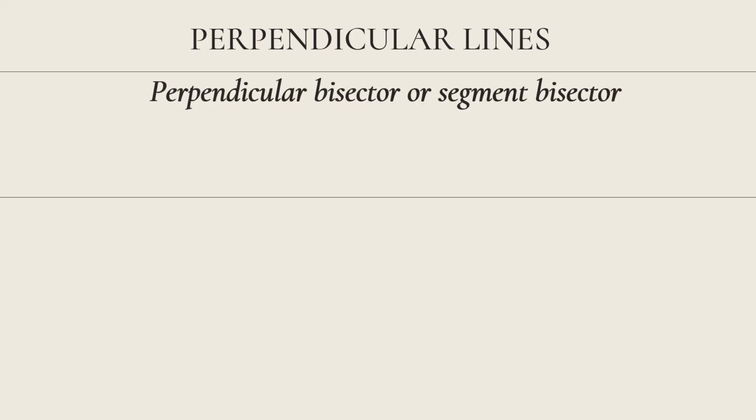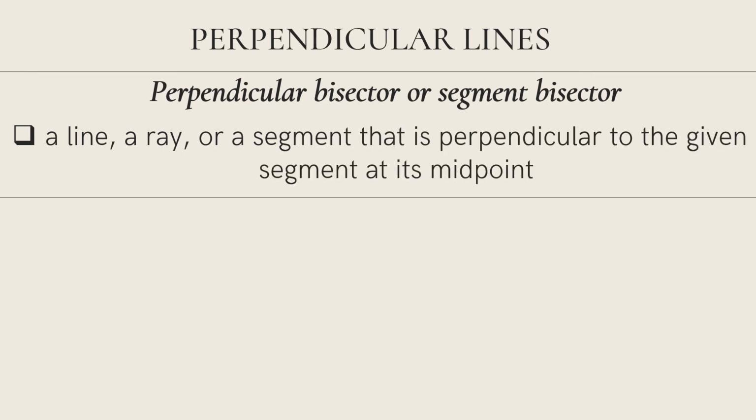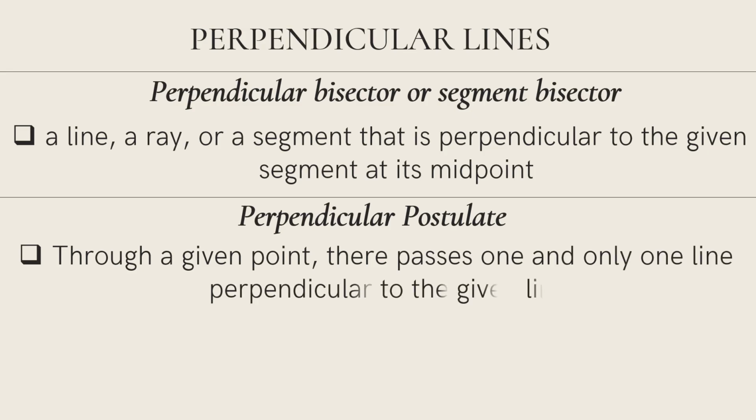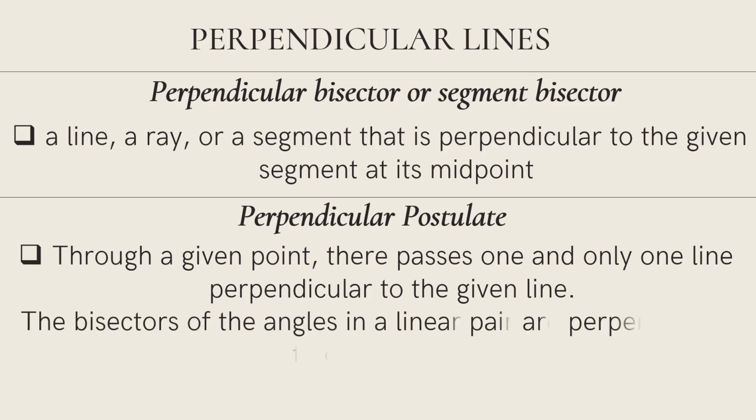First, the perpendicular bisector or the segment bisector. It is defined as a line, a ray, or a segment that is perpendicular to the given segment at its midpoint. We also have the perpendicular postulate. It states that through a given point, there passes one and only one line perpendicular to the given line. The bisectors of the angles in a linear pair are perpendicular to each other.